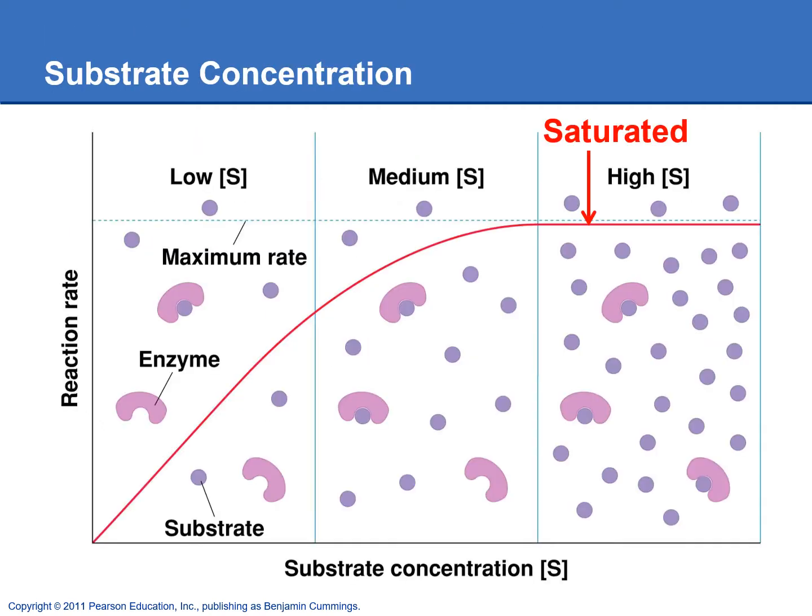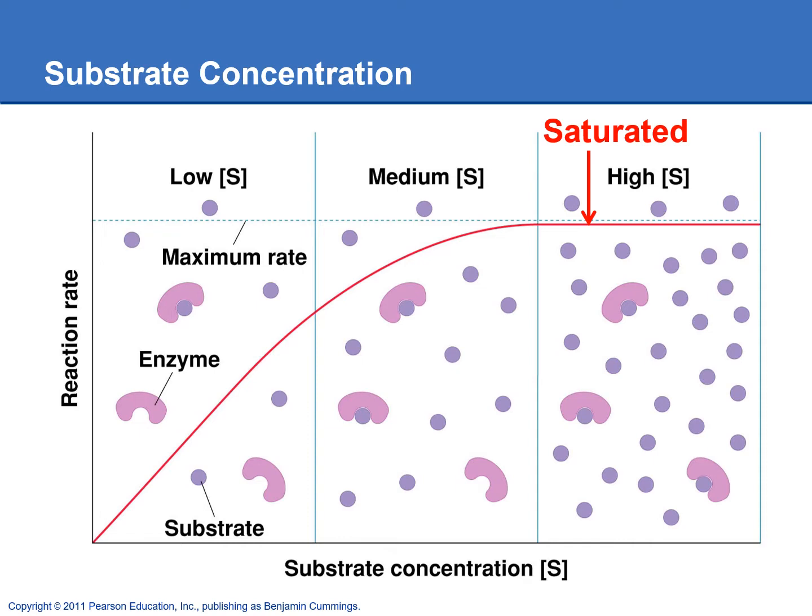Let's take a look at substrate concentration. If we take a look at this picture, you can see that as you increase the amount of substrate and add more and more substrate, more and more of the substrate will bind to more and more of the enzyme until you get to a point here where all of the enzyme are bound by the substrate, and even if you add more and more substrate, there's no more enzyme available for the substrate to bind to.